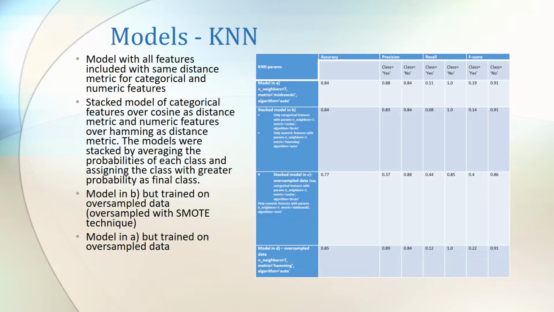The precision values in the normal model were 0.88 and 0.84 respectively, but the recall value for class yes is quite low. So the problem across the KNN model is that it has greater precision in predicting all of the classes, but the recall values are really low. So in essence, it does not seem to be a good model.